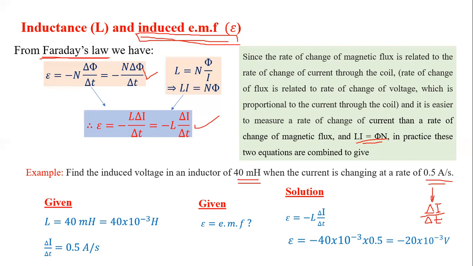Change at the rate of its time rate. Time rate. Okay, so a unit also in a gradient, delta A over delta t.